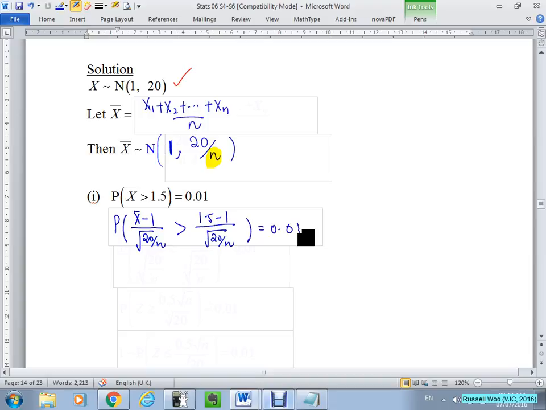Now this is now our standard normal. Correct? I'm not going to go through. You should have learned it in normal distribution. This is now our standard normal. Okay, have to write already. Cannot be lazy. Probability Z greater than 0.5 root n over root 20 equals to.